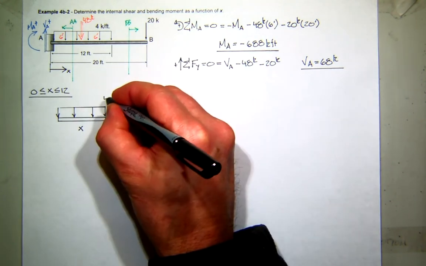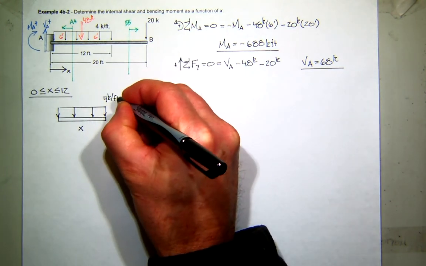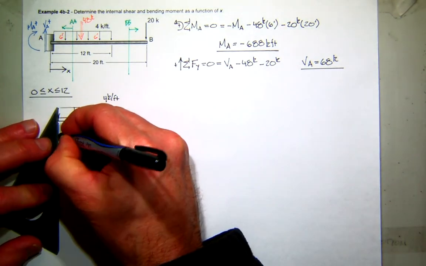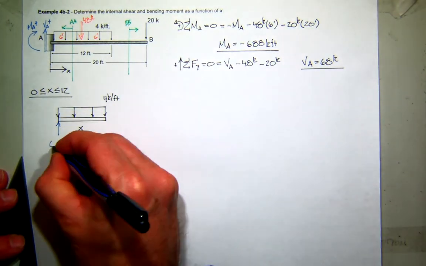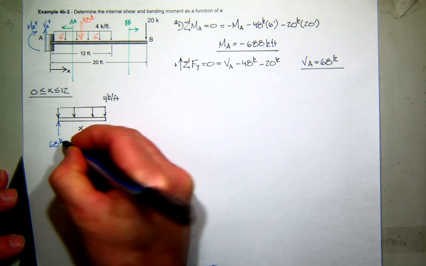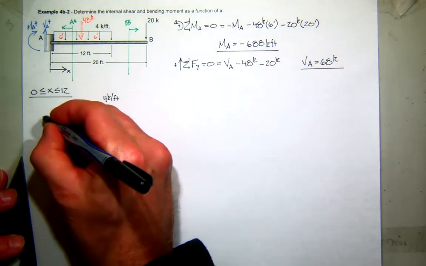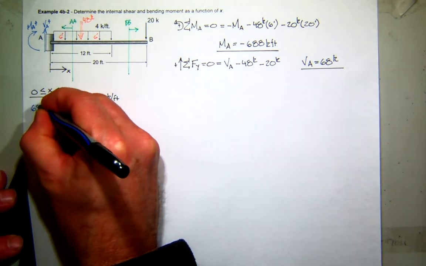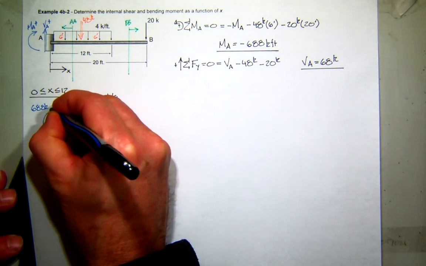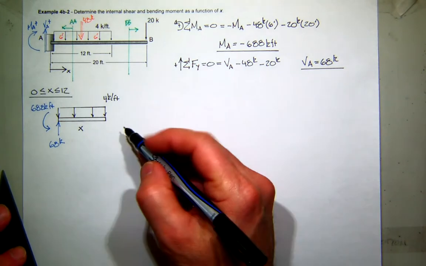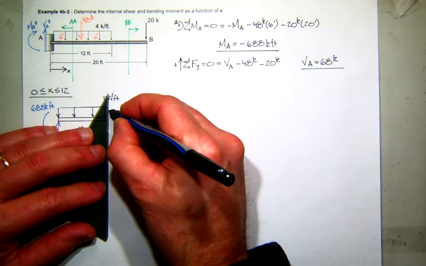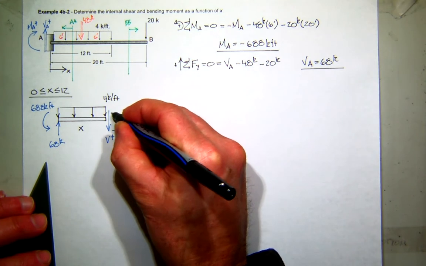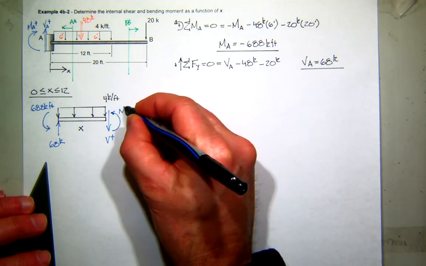That's 4 kips per foot. I have my positive shear force at A, that's 68 kips. I have my bending moment, which is in this direction, and that's 688 kip feet. And then here at the cut section, I'm going to assume positive shear force and positive bending moment.